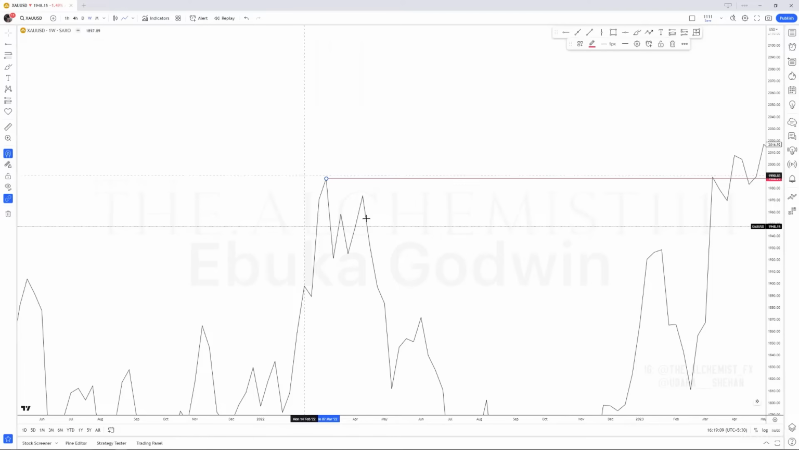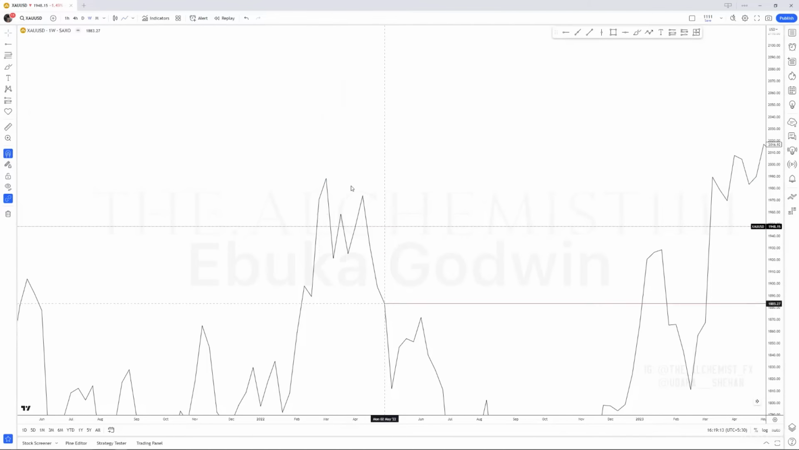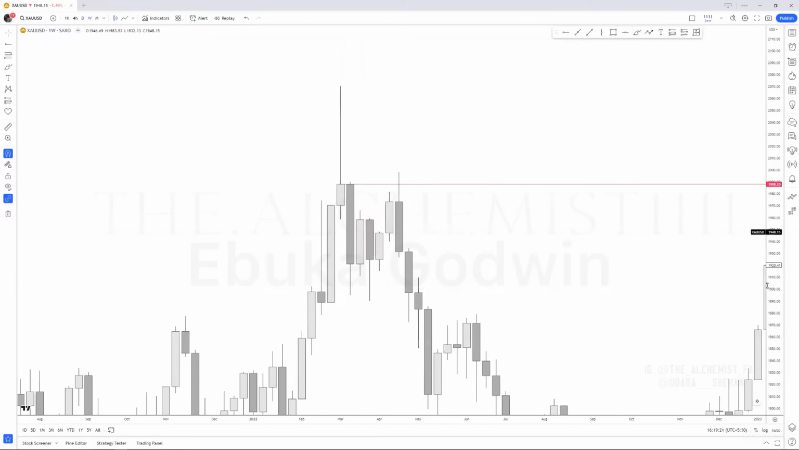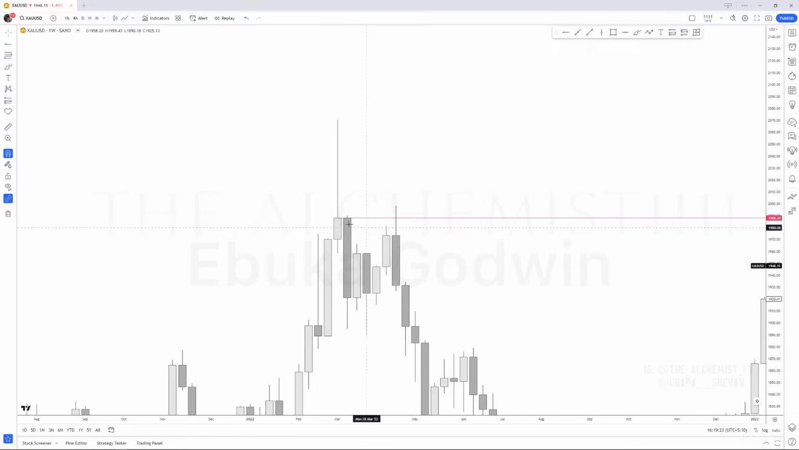We put the magnet tool. Always use the magnet tool when you're drawing these zones, so it just automatically goes into the closing prices like this. So there we go. Now do not confuse this. I see many people making this mistake. When you're marking out this resistance, remember when we're dealing with support and resistance, what we deal with is closing prices of candles.